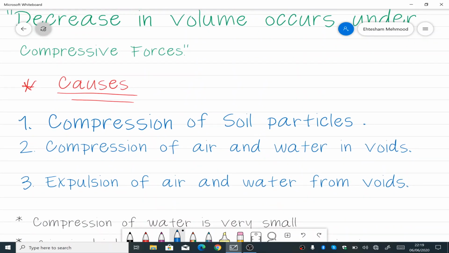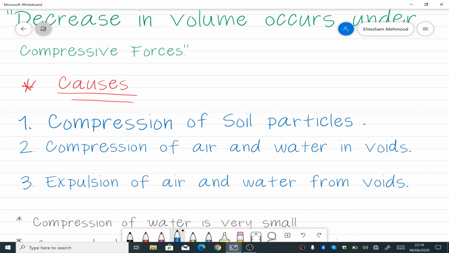Now, what can be the causes of the soil compression? First one can be the compression of the soil particles. Second one is the compression of air and water that is present inside the voids, and the third one is the expulsion of air and water from the voids.